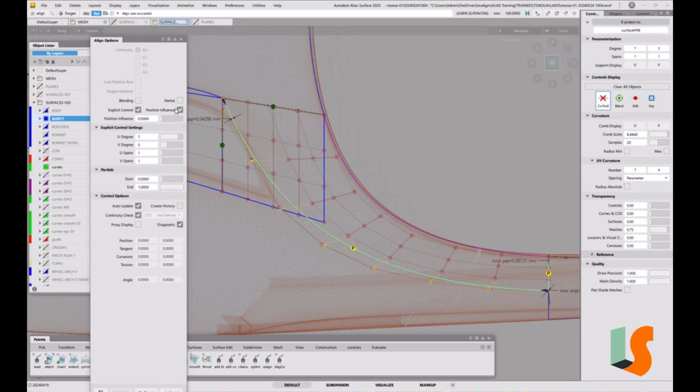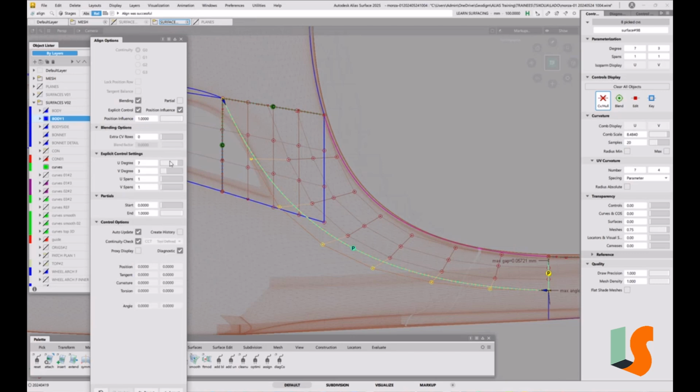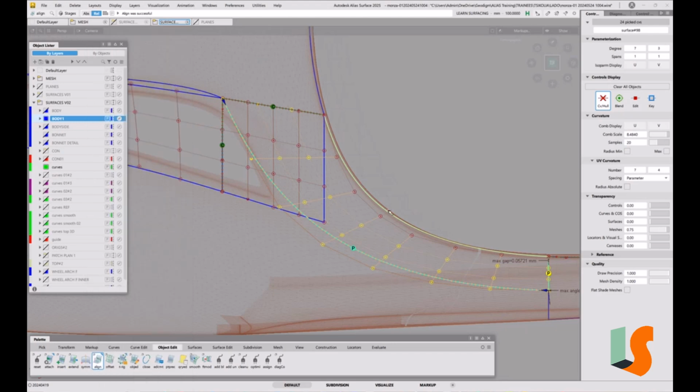So we align that, not partial. We want position influence of 1 on, so the CVs join up exactly, and then we'll put blend on across the whole surface there. With a blend, you notice blend factor of 0 pulls them too far, so you always want a blend factor of 1. If you've got one edge fixed and you're trying to pull it to another edge, put blend factor of 1 on, and that'll make them more equally spaced across there.